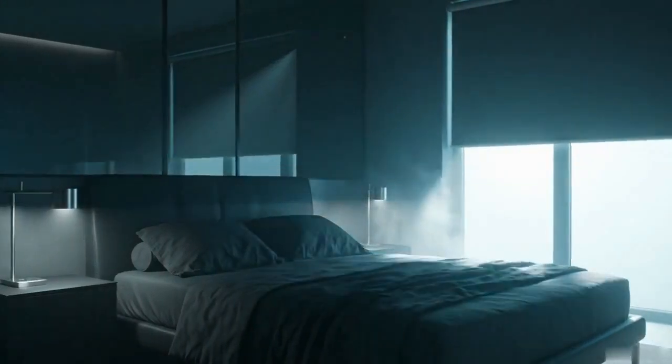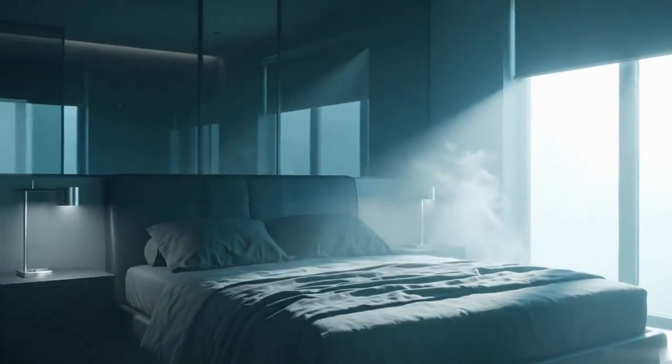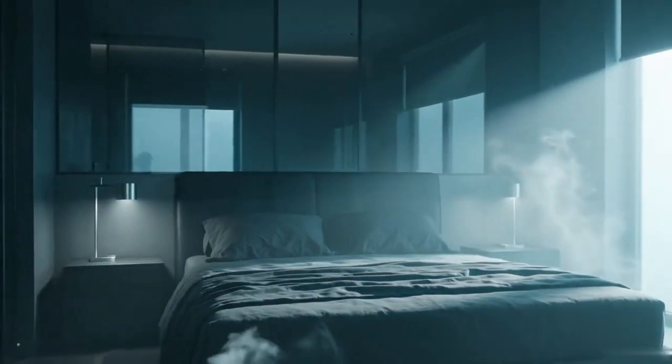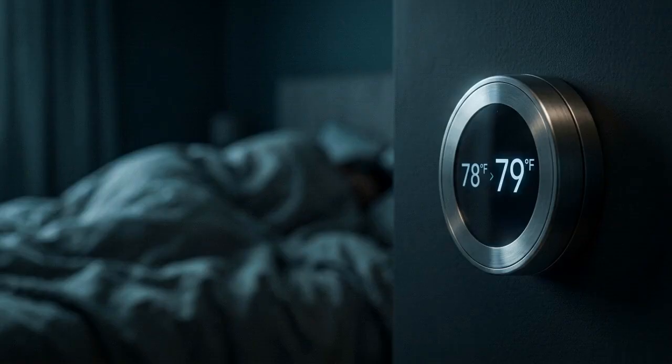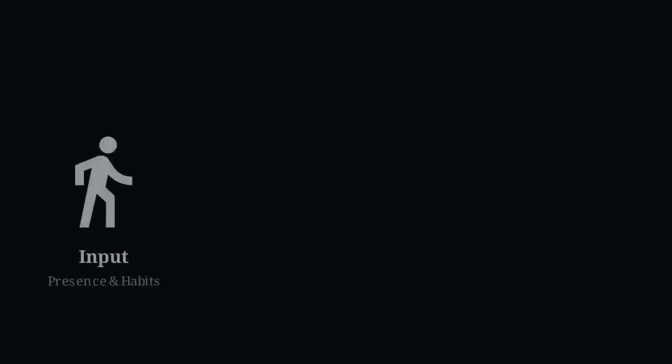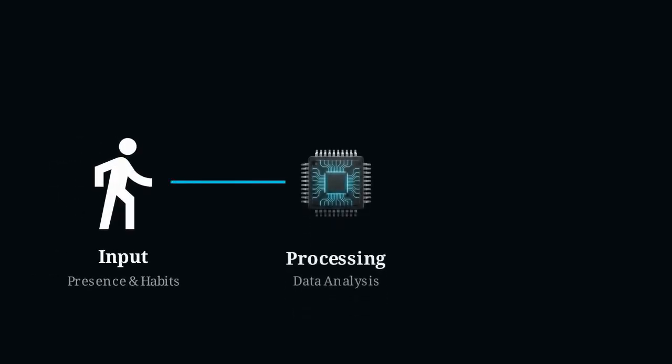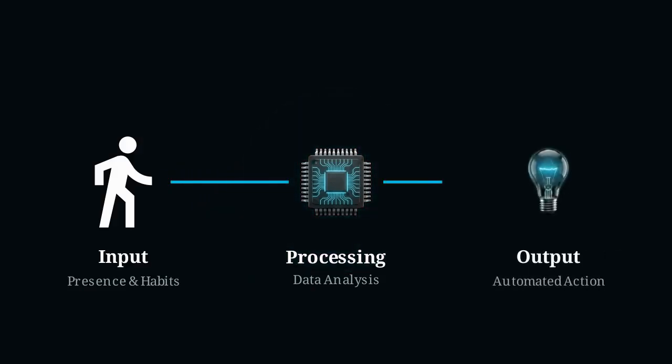A smart home links internet-connected devices together, automating everyday tasks like opening the blinds, turning on the lights, and warming up the house before you even step out of bed. These systems function by processing information. For a device to output automation, it must first collect input, gathering details about your presence and your habits to make the technology feel seamless.